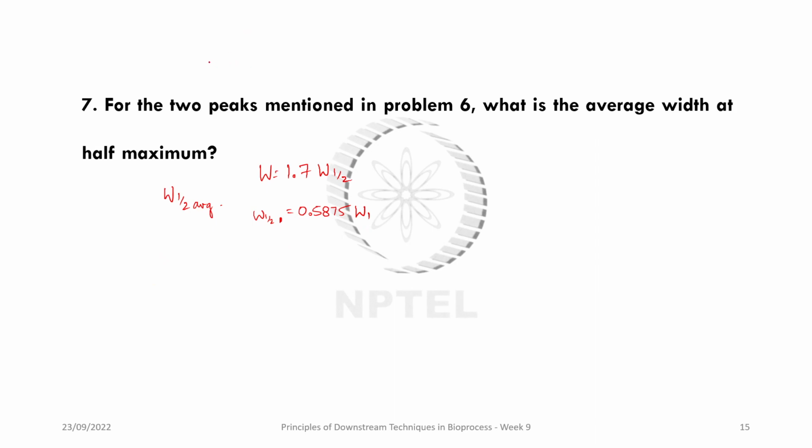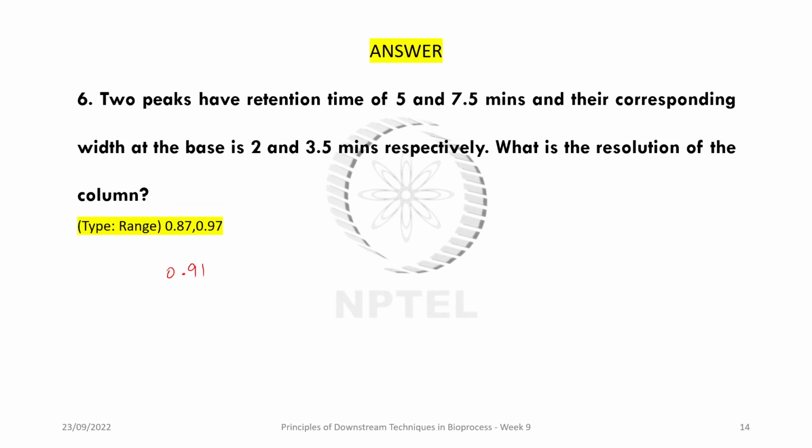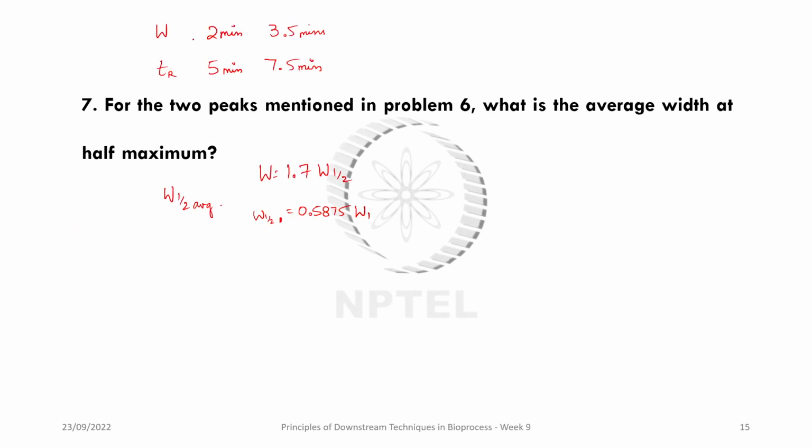So what did we have? Peak at 5 minutes, 7.5 minutes. This was tR. W was 2 minutes and 3.5 minutes, correct? I just do the number line. 5, 7.5 to 3.5. So this will be your 1 and that will be your 2. So I'm just winging with this. I have not solved this way, but since we derived that today, let's just try with this relation. If this doesn't work, we'll go with the conventional formula.